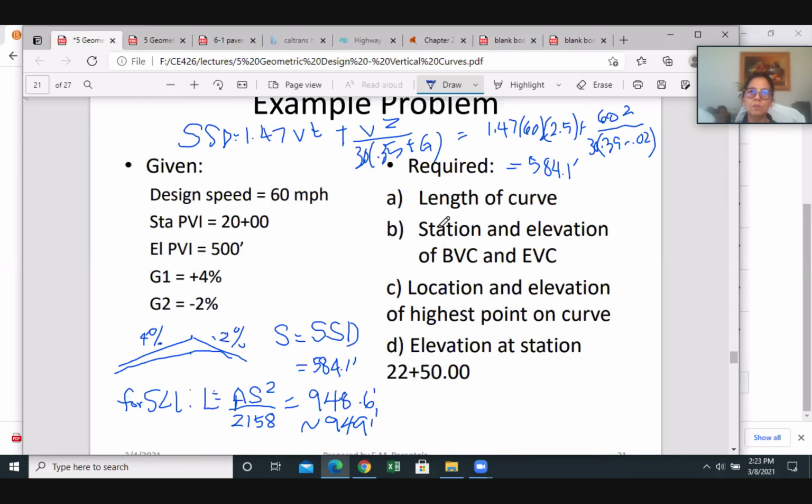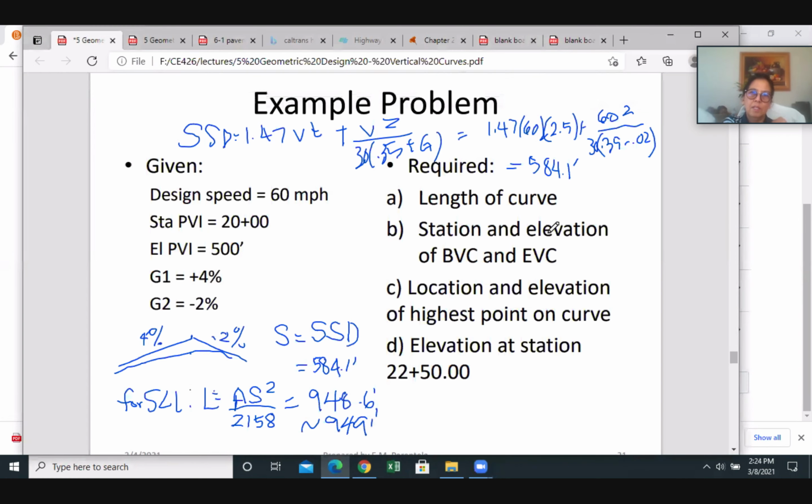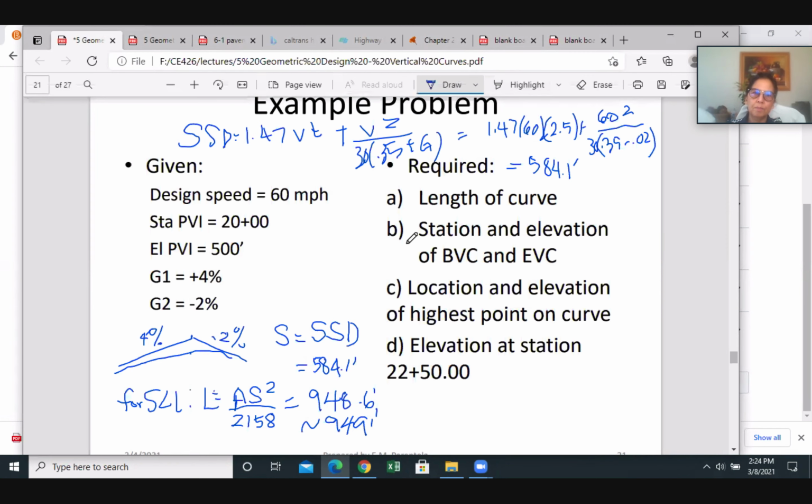And now we wanted to know the station and the elevation of BVC and EVC. I said this is just like a review of last time. So what's the elevation of BVC and the station of BVC and EVC? So please try to solve for that.